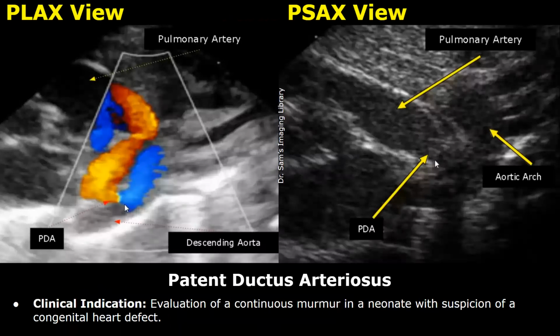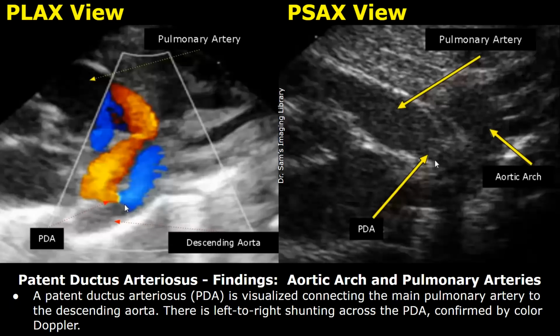This is a case of patent ductus arteriosus. Clinical indication is evaluation of a continuous murmur in a neonate with suspicion of congenital heart disease. These are the findings related to aortic arch and pulmonary arteries. A patent ductus arteriosus is visualized connecting the main pulmonary artery to the descending aorta. There is left to right shunting across the PDA confirmed by color Doppler.